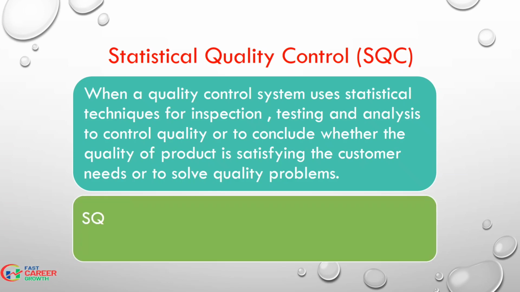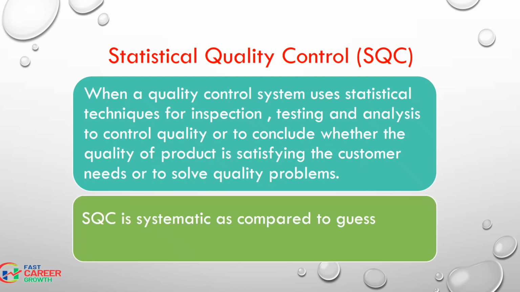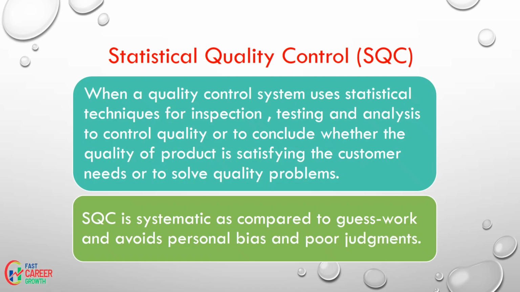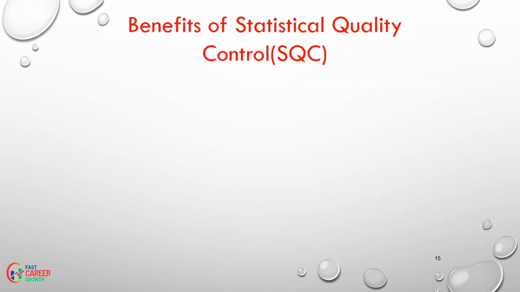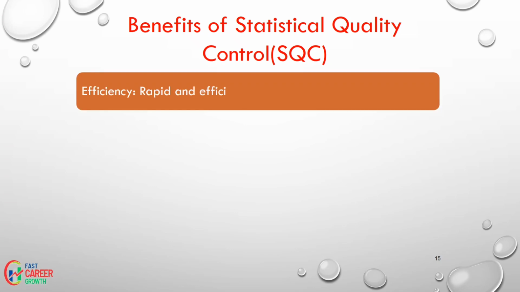SQC is systematic as compared to guesswork and avoids personal bias and poor judgments. Next is benefits of statistical quality control, SQC. Efficiency. It helps in rapid and efficient inspection at a minimum cost.